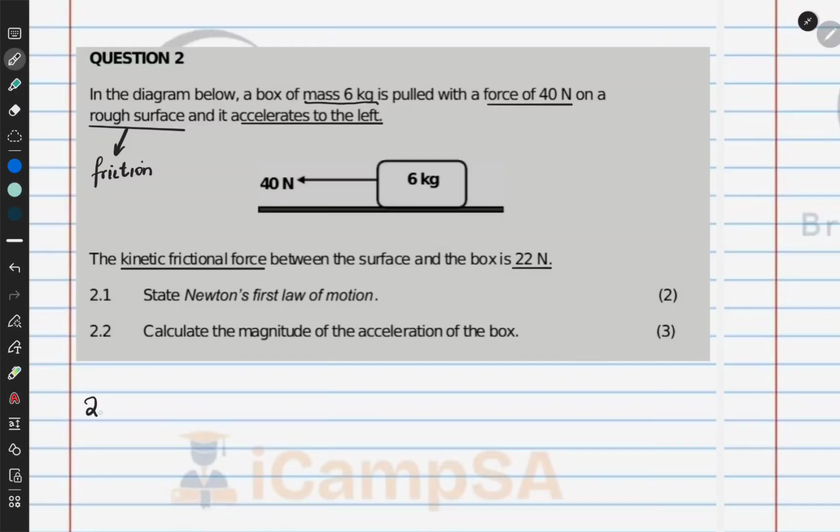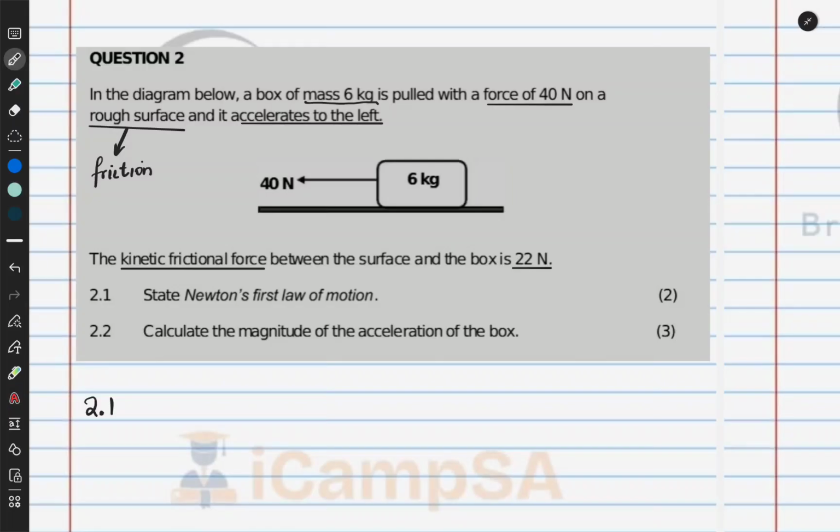And then we have 2.1. State Newton's first law of motion. So this is a type of question where you usually use the definition that you have memorized from your notes and so on. You have to write it as it is, okay? Don't miss any keywords. That's why it's just better to memorize it. But obviously, you also have to understand what it means practically.